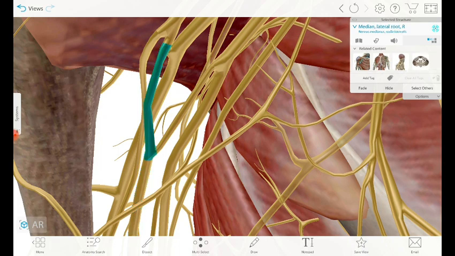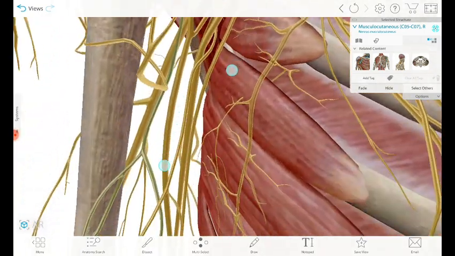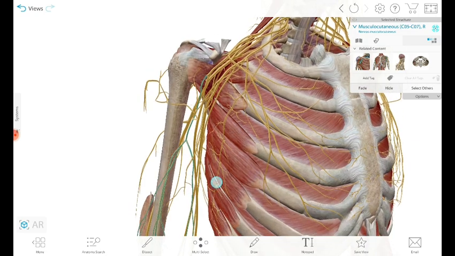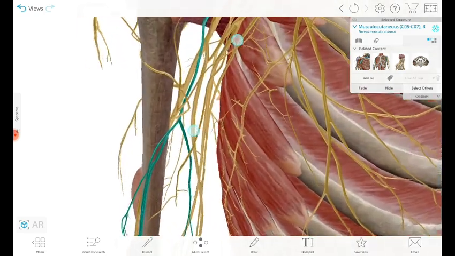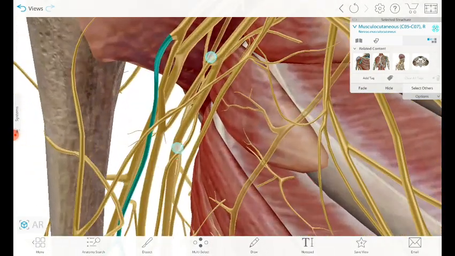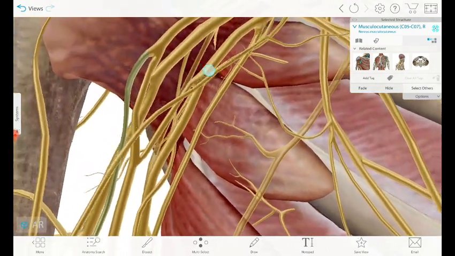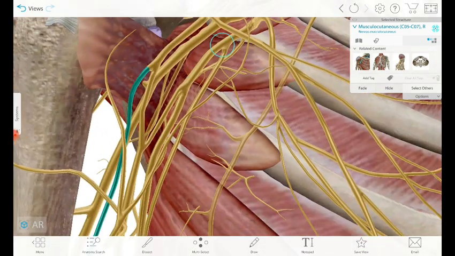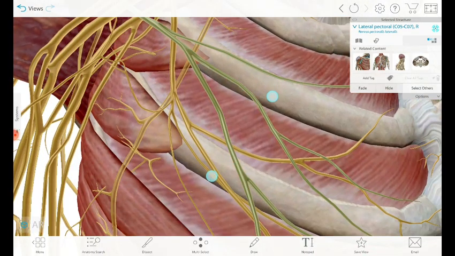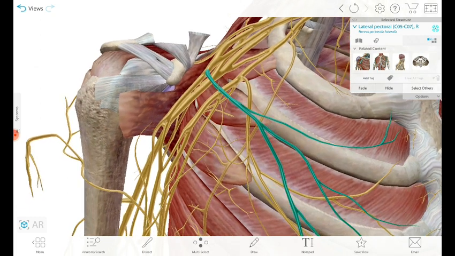So this branch over here, we can see this branch which is descending up to the arm. So this is the musculocutaneous nerve. So this here is the musculocutaneous nerve, and we will see the other branch. So the other branch is the lateral pectoral nerve. We can see one branch coming superiorly and supplying the lateral thoracic wall. So this is the lateral pectoral nerve.